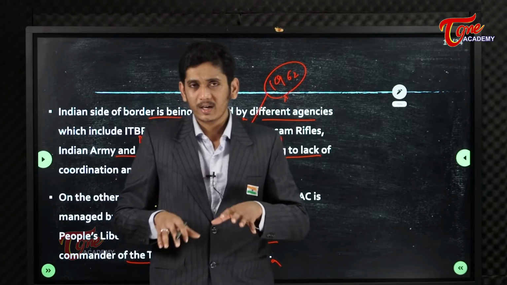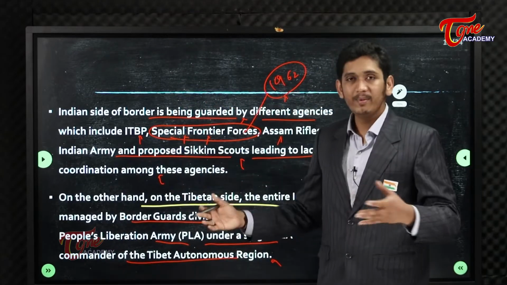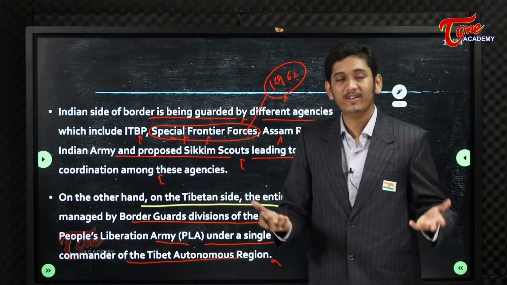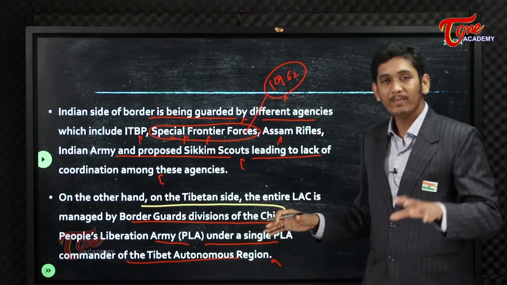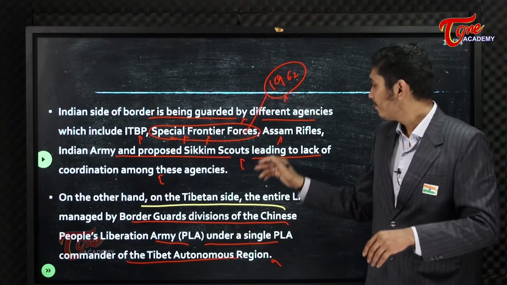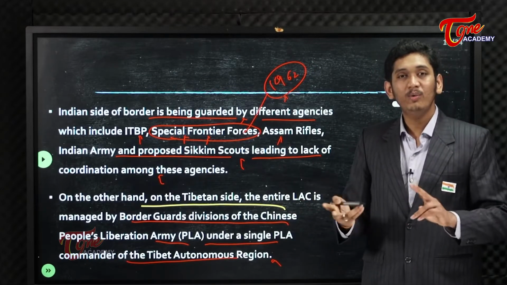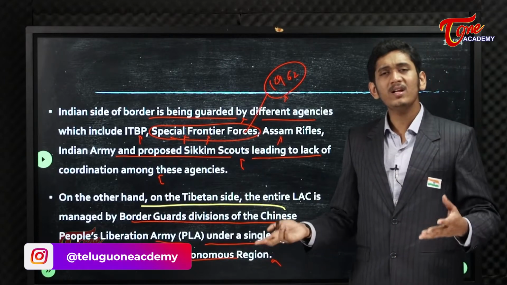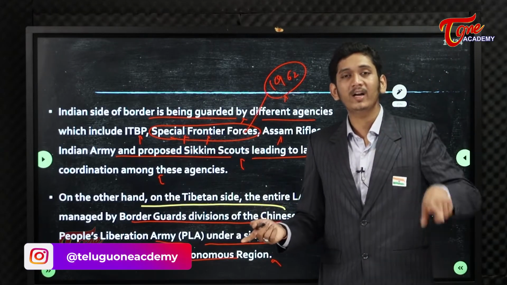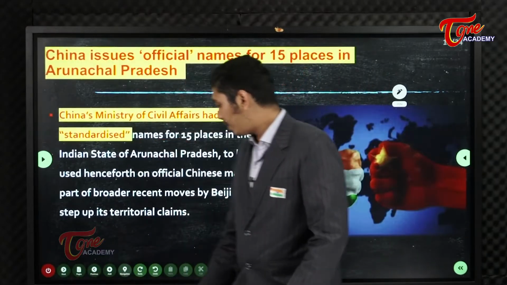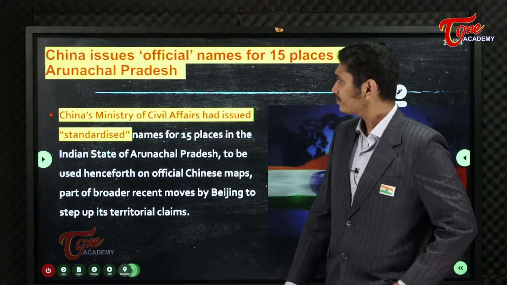You see, ITBP is under the Ministry of Home. SFF is a different department which has its own cadre, but operates under Indian Defence or the Indian Army. Again, Assam Rifles, as I told you, has dual ownership: one is Indian Army, one is Home. But China has one authority for guarding the border. So this is one of the negative aspects of Indian guarding forces.